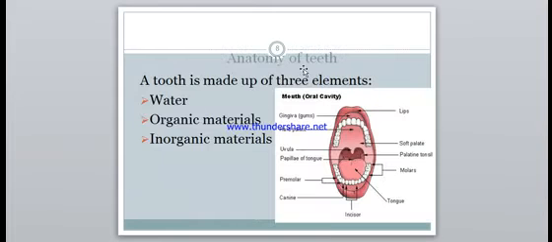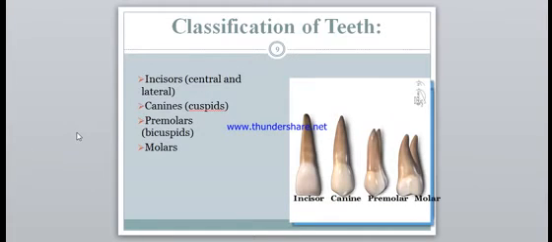Okay, good. So, the anatomy of teeth. When we see the oral cavity, we have already seen it in the throat anatomy. The tooth is made of three elements: water, organic materials, and inorganic materials. This is the previous classification that we have already seen.